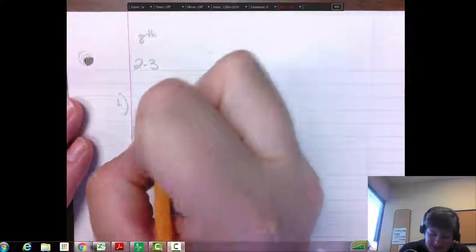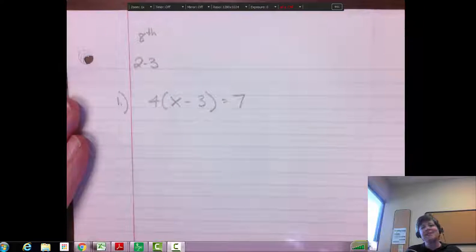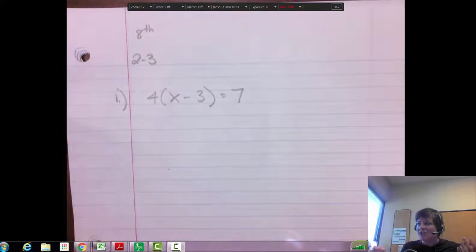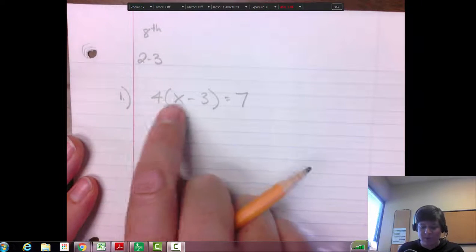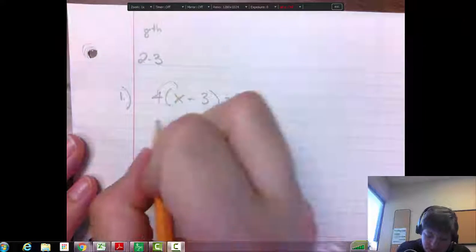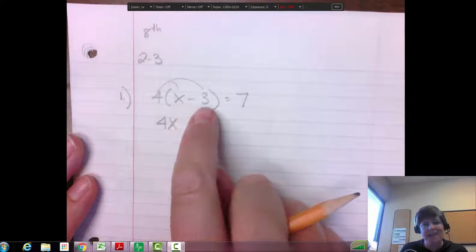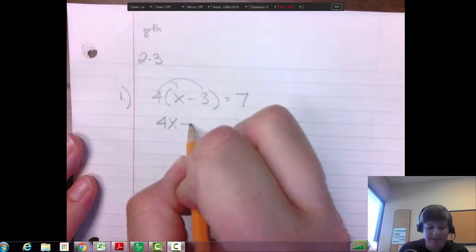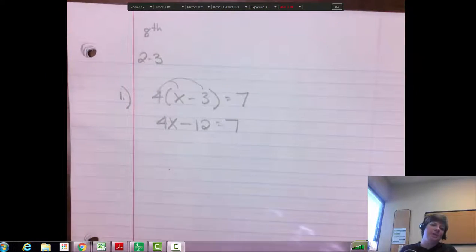So here's my first example. What if I have something like 4 times x minus 3 equals 7. Here's my equation, and I have a distributive property on the left side. So that's where I'm going to start. I'm going to distribute the 4. That just means times the 4 by both terms. That gets rid of my parentheses. So I'm going to do 4 times x, which is 4x. 4 times 3, or you could think of it as a negative 3, would give us a minus, or a negative 12. Equals 7.